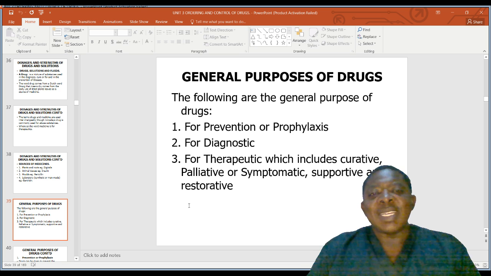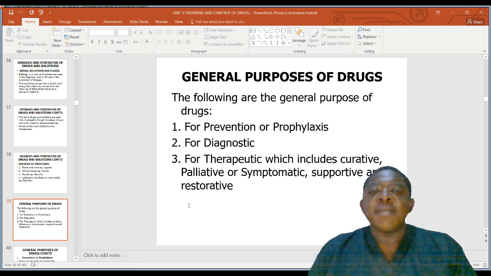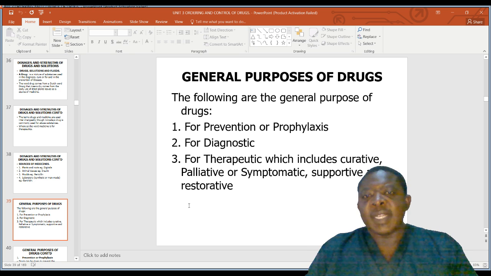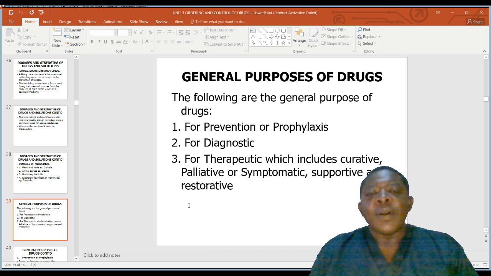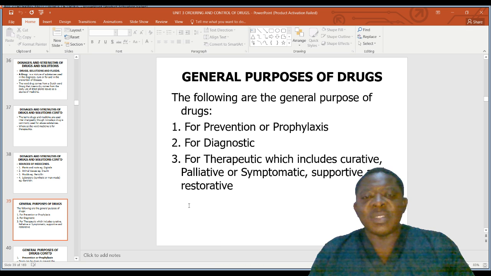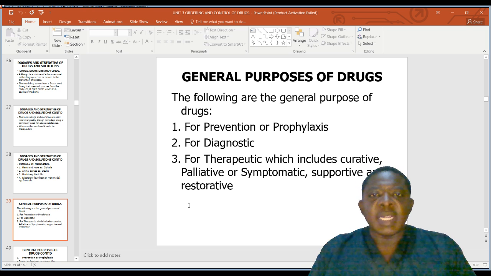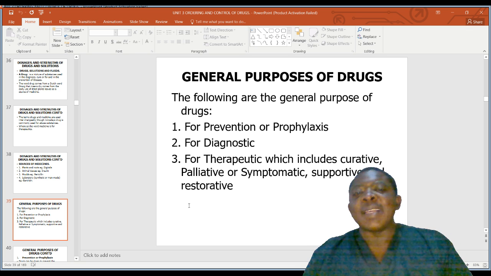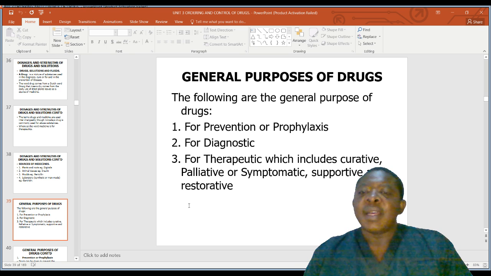So when you're looking at a drug and talk about the general purpose, we're saying the main use of the drug. The fundamental use of the drug is for prevention, so in prevention, you take a prophylaxis. For diagnostic, there are some dyes that are used in order to diagnose certain problems. And then the common purpose mostly is for therapeutic. In therapeutic, it includes curative, palliative, and supportive.